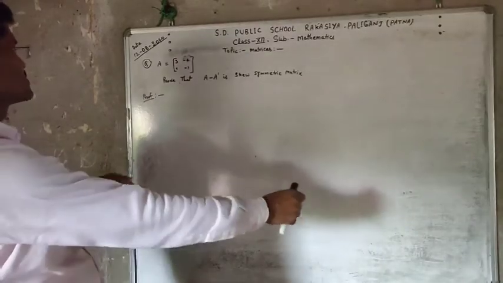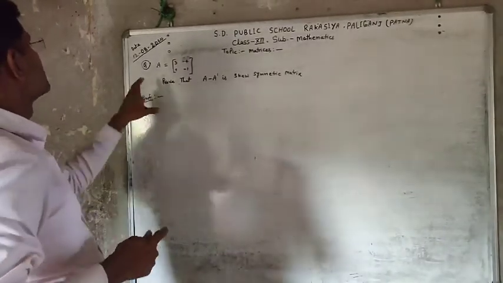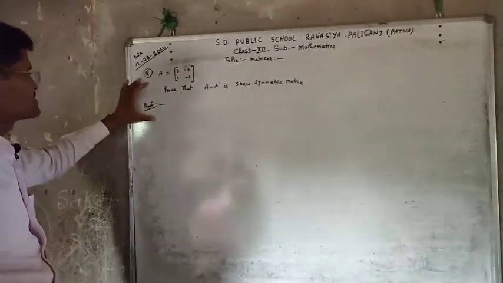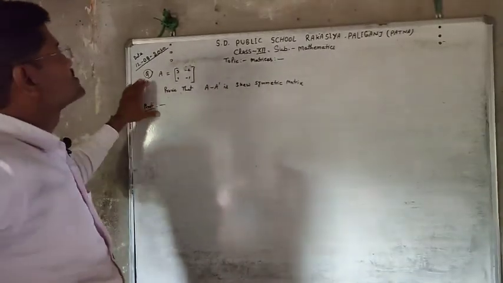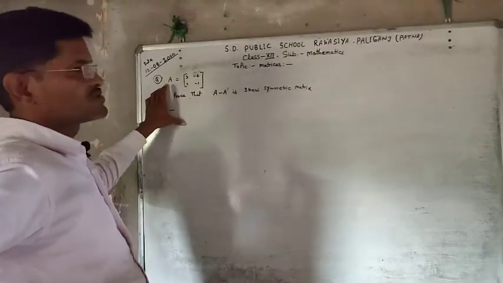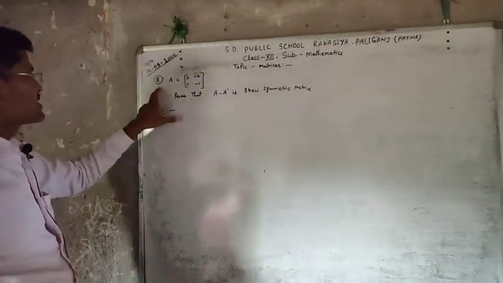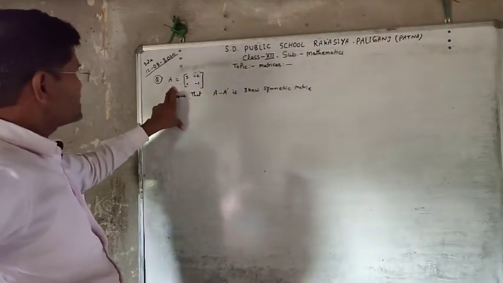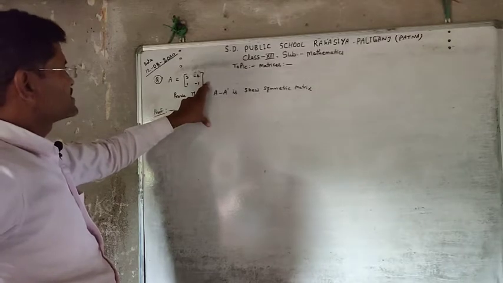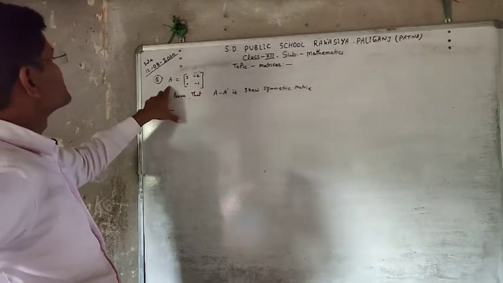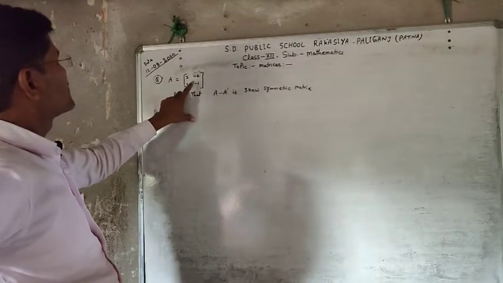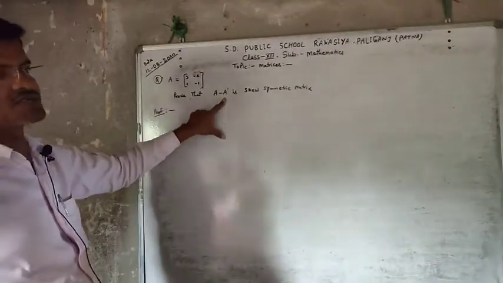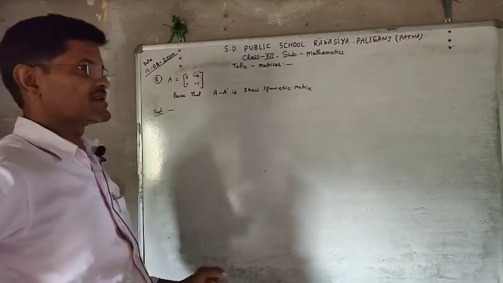In this class, we are solving some problems about transpose of matrices. Here, a question is given on the board. Question: matrix A is a square matrix of order 2 by 2. Its elements are 3, minus 4, 1, minus 1. We have to prove that A minus A transpose is a skew symmetric matrix.